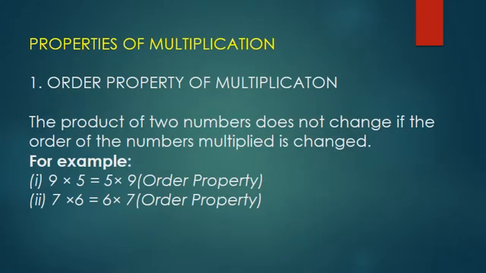Now, properties of multiplication. The first one is the order property of multiplication. The product of two numbers does not change if the order of the numbers multiplied is changed. For example, first one, 9 into 5 is equal to 5 into 9, and second one, 7 into 6 is equal to 6 into 7. So children, in this property, in the examples, on both sides, left hand side and right hand side, the answer will be the same, whatever order you have written.